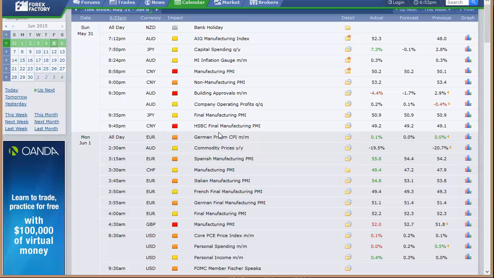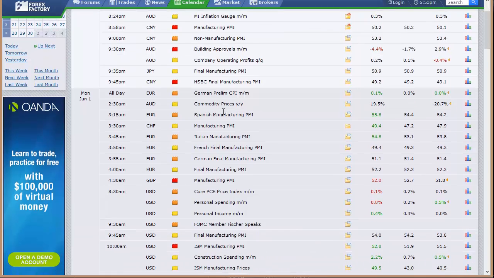9 p.m. Eastern Time, Sunday night. Building approvals and company operating profits out of Australia. Final manufacturing PMI out of Japan, and then China. That's all Sunday night.